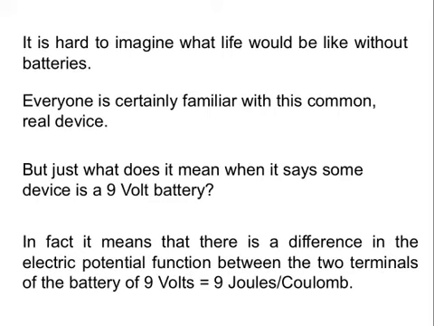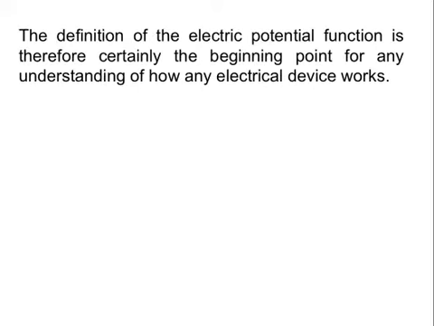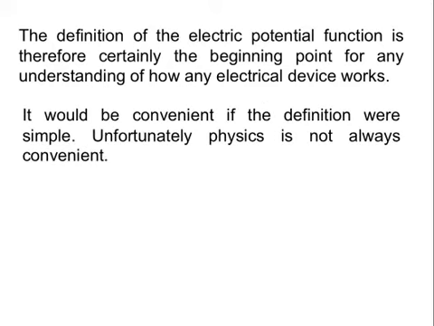In fact, it means that there is a difference in the electric potential function between the two terminals of the battery of 9 volts, or 9 joules per coulomb. The definition of the electric potential function is therefore certainly the beginning point for any understanding of how any electrical device works. It would be convenient if the definition were simple. Unfortunately, physics is not always convenient.